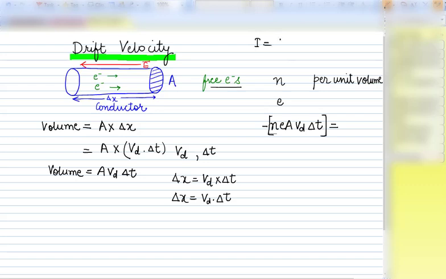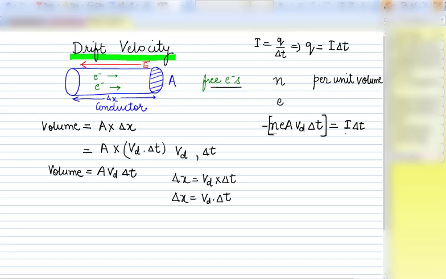And the total charge can also be calculated with the formula, because we know that I is equal to Q upon delta t. So we can calculate the charge with the current multiplied with the interval delta t. So this is the expression for total charge within the conductor. This one is in terms of the number of electrons multiplied with e, and this one is in terms of the current multiplied with time delta t. Both are the total charge in the conductor.